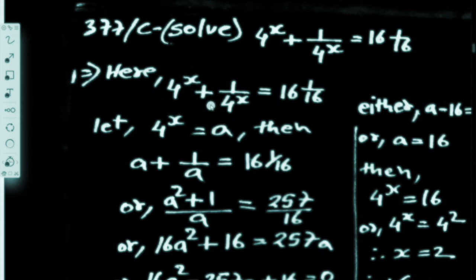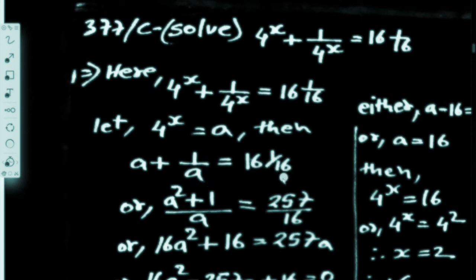This is a little bit confusing, so to make it easy and simple, we let 4 power x equal a. Then in every step, in place of 4 power x, we keep a to make the calculation easy. Now putting a in place of 4 power x, we get a plus 1 by a equals 16 and 1 by 16. It means 4 power x is a, and 1 by 4 power x means 1 by a.